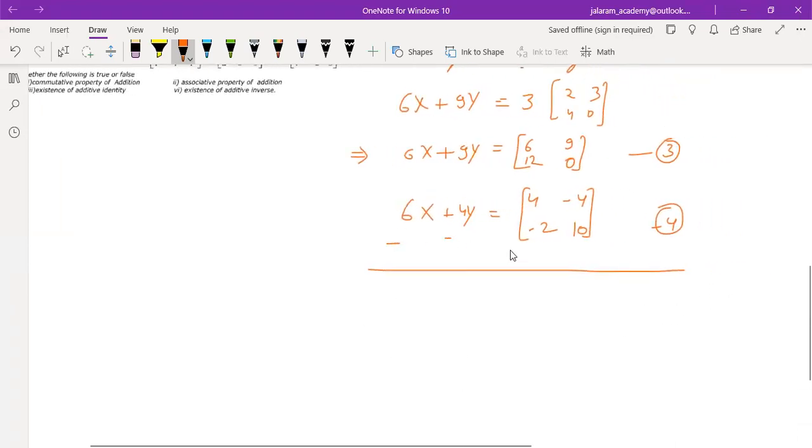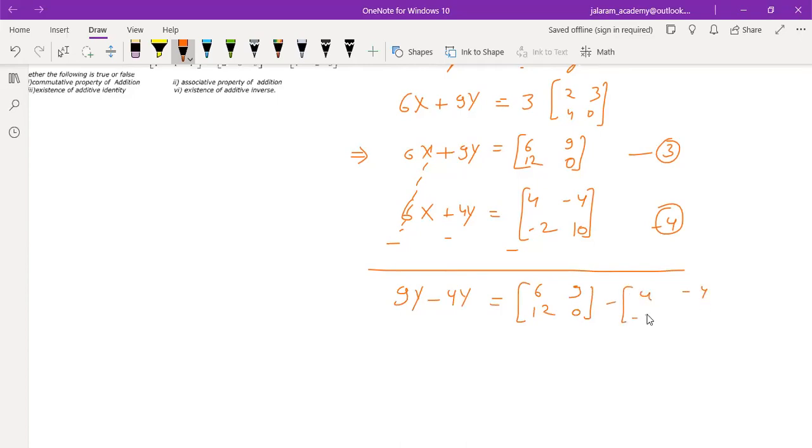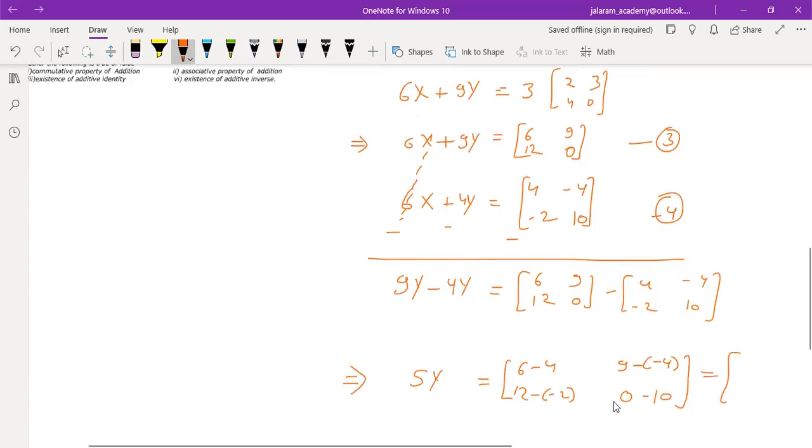So minus, minus, and minus. So these two will be cancelled out. 9y minus 4y equals to first matrix minus second matrix. It implies 5y equals to 6 minus 4, 9 minus minus 4, 12 minus minus 2, 0 minus 10, which is equal to 6 minus 4, 2, 9 plus 4, 13, 12 plus 2, 14, and minus 10.